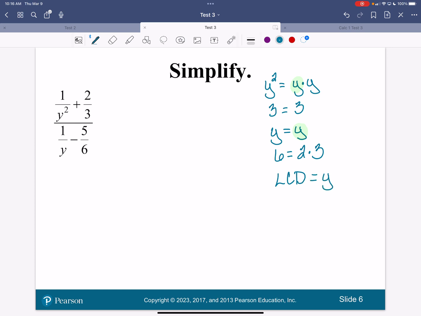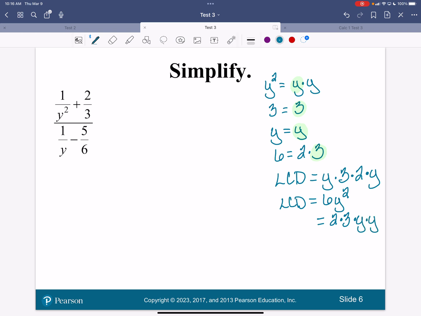It's okay that they don't repeat in everything. If it did repeat in everything, then you would write it down as well. But we're just looking for things that repeat. What else repeats? 3 and 3. So I'm going to write that down one time. Now what's left over? A 2 and another y. So my LCD is going to be 6y squared.